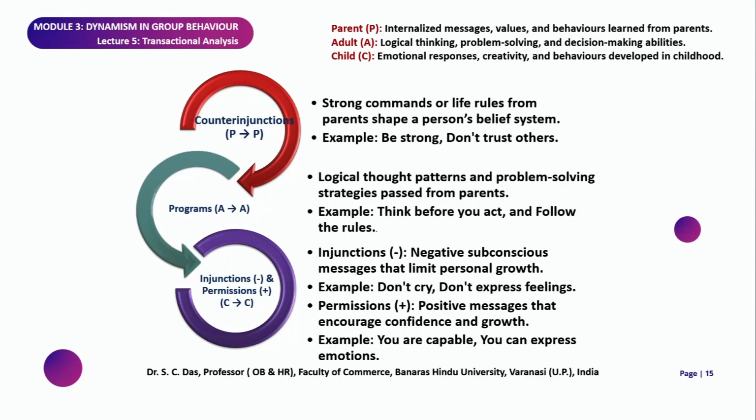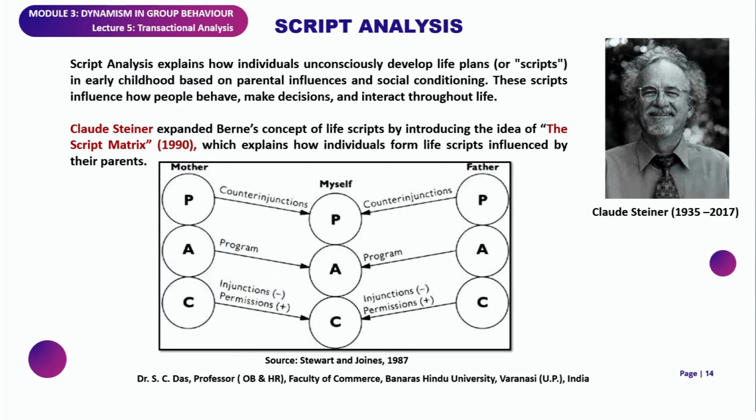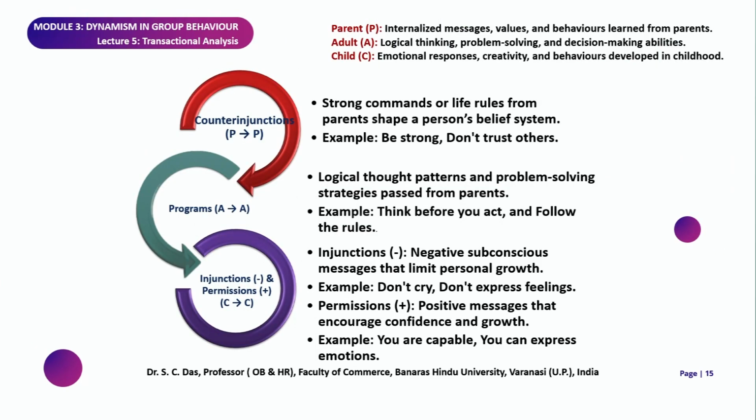In injunctions you have seen negative subconscious messages. What I told in the last slide, you can see that last slide, script analysis, unconsciously developed life plans. It is normally developed in an unconscious way in the mind of people. We just direct the people in childhood, that can create some kind of mindset. Ultimately that may lead to the life position. Now see, don't cry, don't express feelings, that is one of the injunctions, a negative subconscious message that limits personal growth.